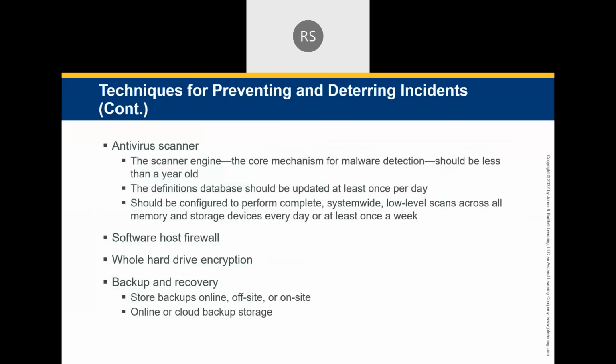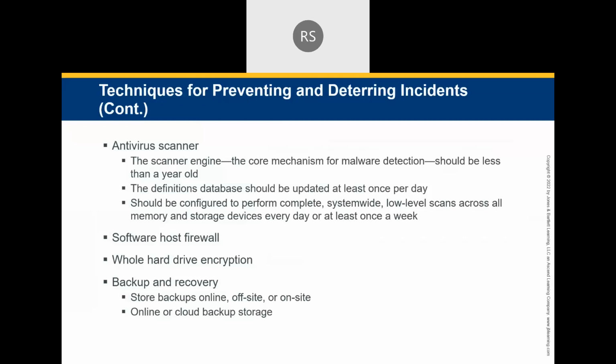A software host firewall, you will implement this on individual devices to monitor and control incoming and outgoing network traffic. And you'll configure that firewall to block unauthorized access and prevent malicious activities. Whole drive encryption. You encrypt the entire hard drive to protect data from unauthorized access in the case of theft or loss. With this, you want to make sure that you use a robust encryption algorithm. That's to ensure the data confidentiality.